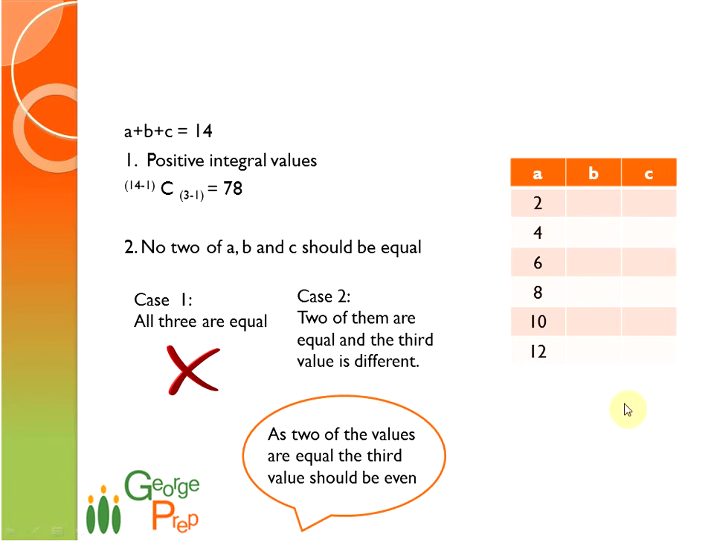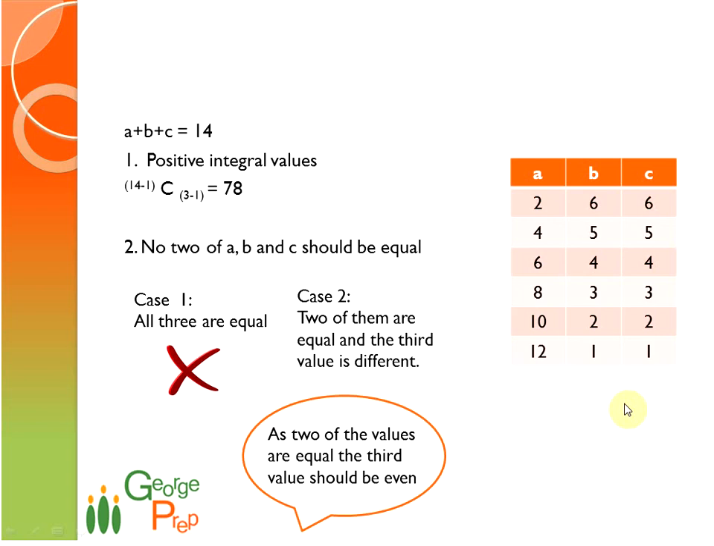So if you begin to fill it, it would look like this. When a is 6, it is 4 and 4 and so on. So how many cases do we have? 1, 2, 3, 4, 5, 6. We have 6 cases here, right? So this is for a being different from b and c. You can also have b being different from a and c, and c being different from a and b.